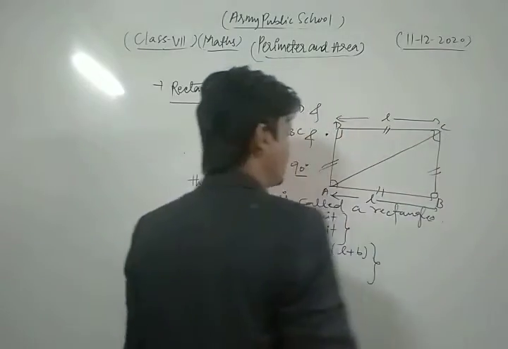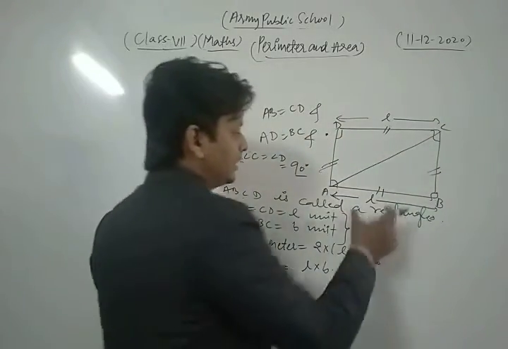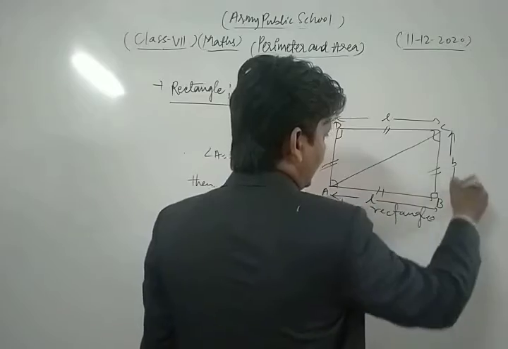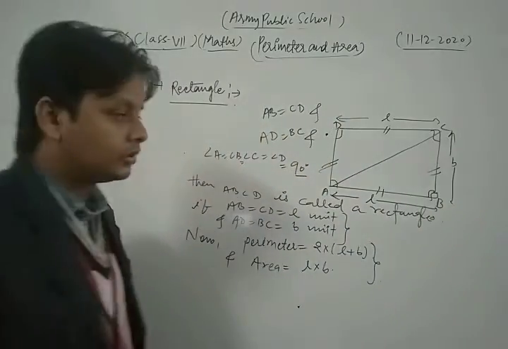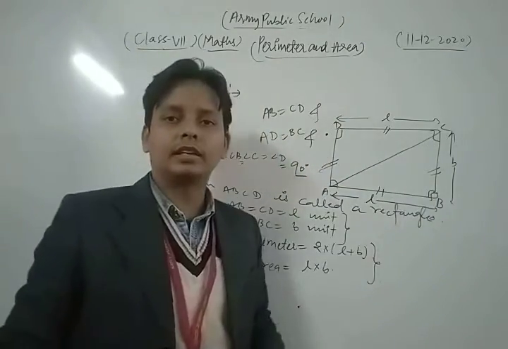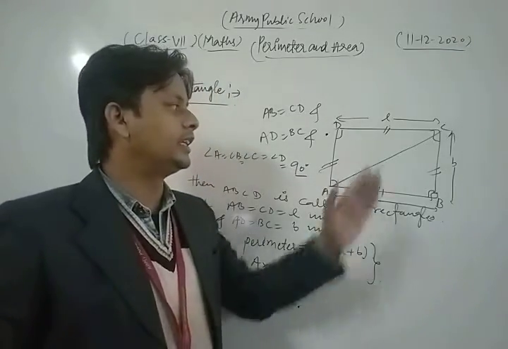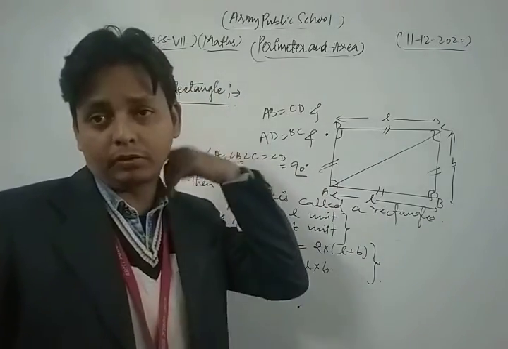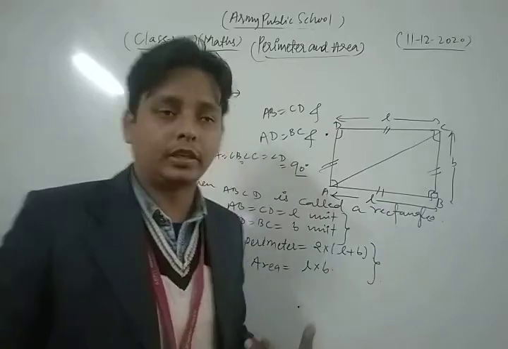Suppose you find its diagonal. This is the length, this is the breadth, and each angle is equal to what? Right angle. Thus ABC is a right angle triangle. So in any right angle triangle, we apply the hypotenuse theorem.